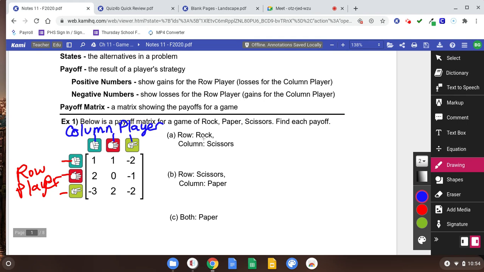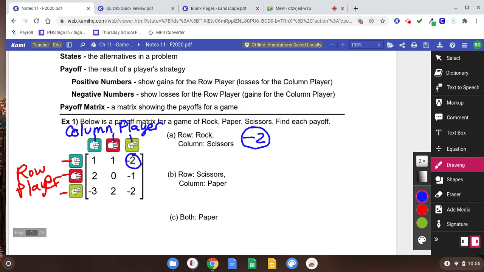So follow the row strategy of rock and the column strategy of scissors, and you can see this number right here, -2. Okay? -2. So that payoff, I'm going to circle it. That payoff in that case, where the row player plays rock and the column player plays scissors, is -2. All right?